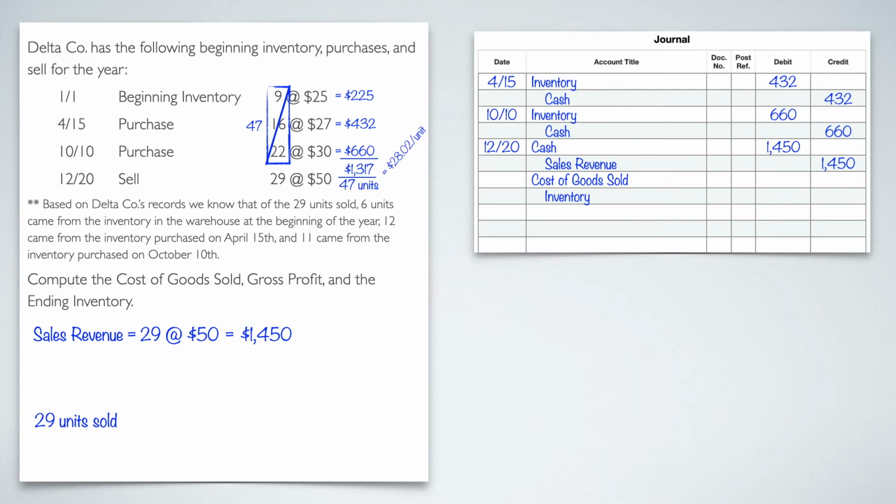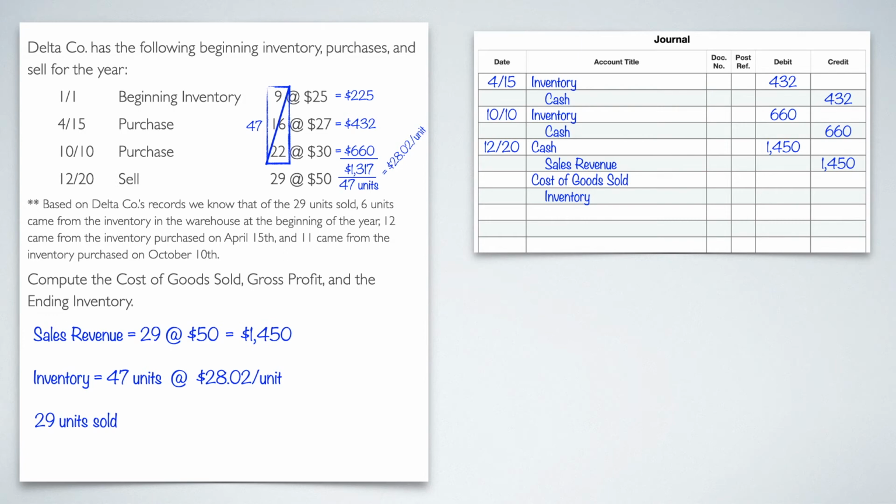Okay. So I don't have 9 at 25 and 16 at 27 and 22 at 30 anymore. What I have in my inventory is 47 units at $28.02. I don't have to keep up with anything anymore. It's just that's the numbers.